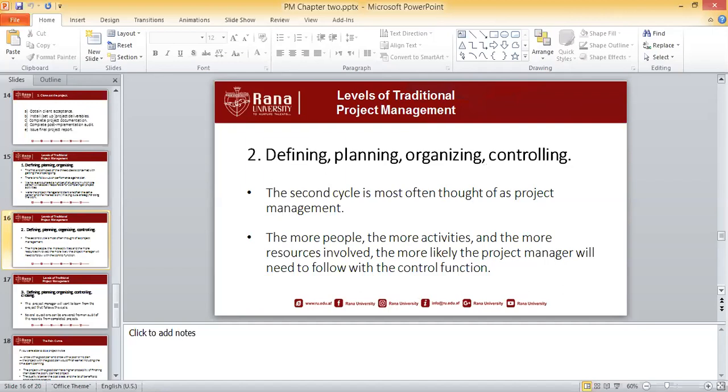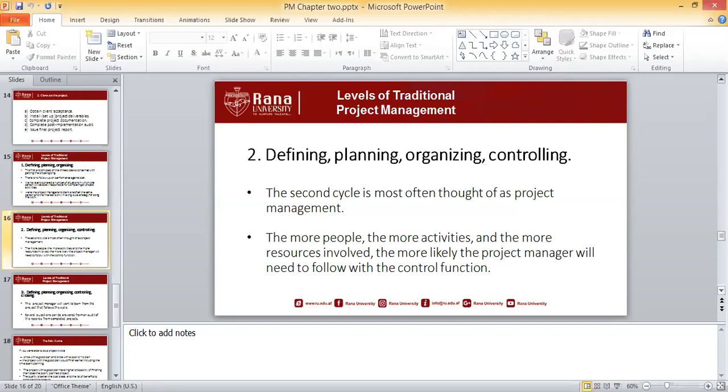The controlling function is increased because when the activity increases, you're going to hire more people. When you hire more people, you'll need more resources, and you don't want the resources to be wasted. So the control function is put in place in order to avoid wastage and chaos in the projects. So the project manager is simply going to rely on this level.